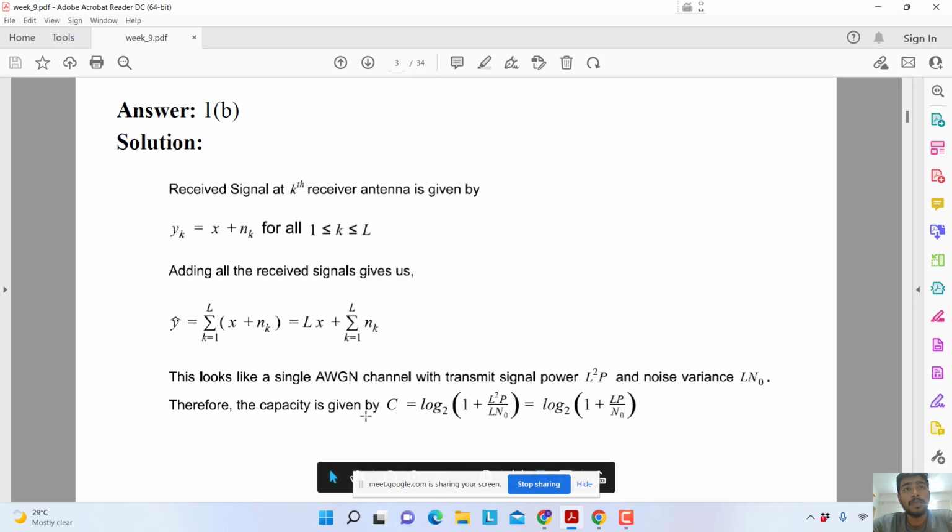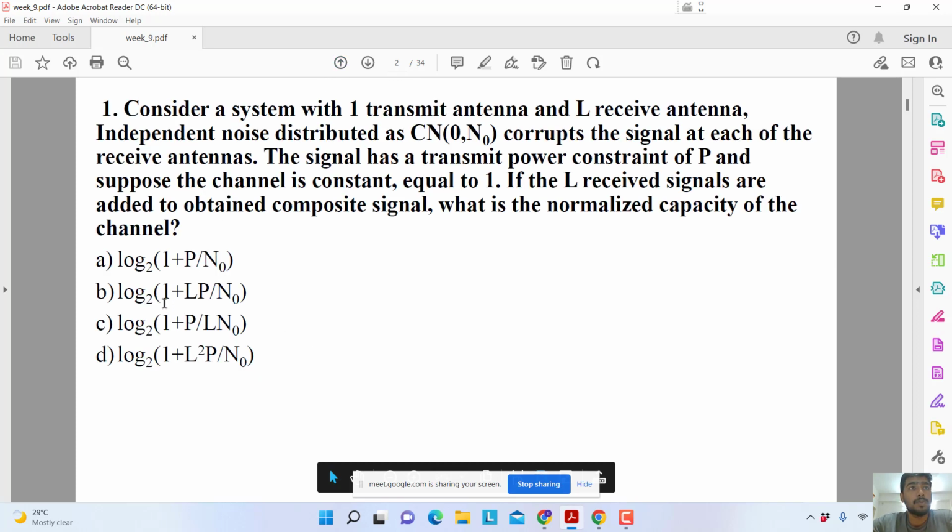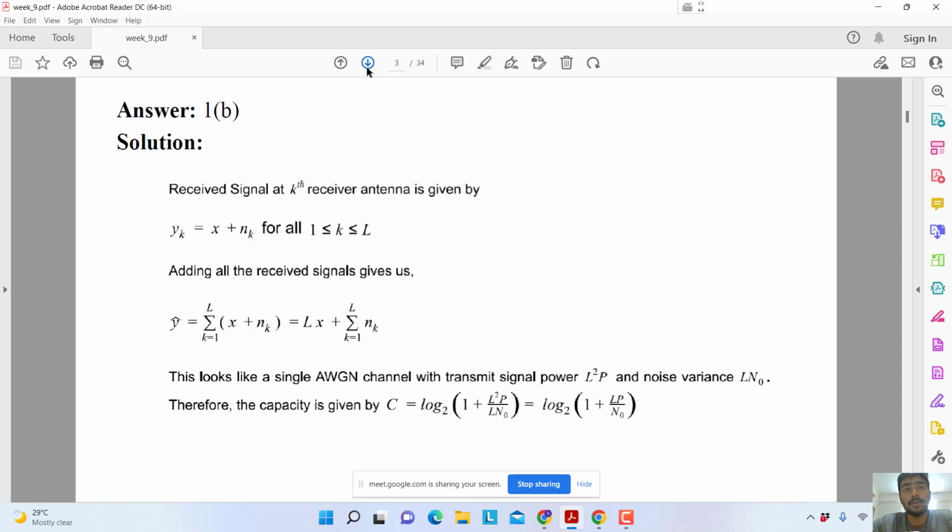So the capacity of the signal: basically we know it is log2 of 1 plus SNR, where we put the signal power and the noise power. Our signal power is L square P and noise power is L N0. So L square will be cancelled by this L, and it will become log2 of 1 plus LP upon N0. So option B is the right answer.